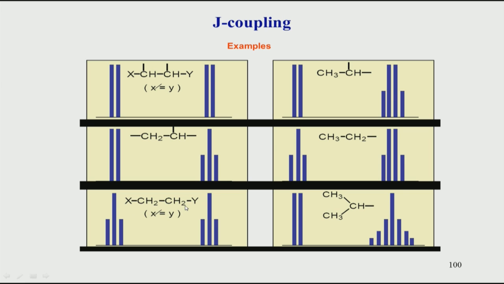Now, we can extend this idea to the scenario here. Here you can see both are CH2, CH2. So, they will get split by each other into 3 peaks because n+1 is 2 plus 1, which is 3. So, both the CH2s now will show a triplet each.